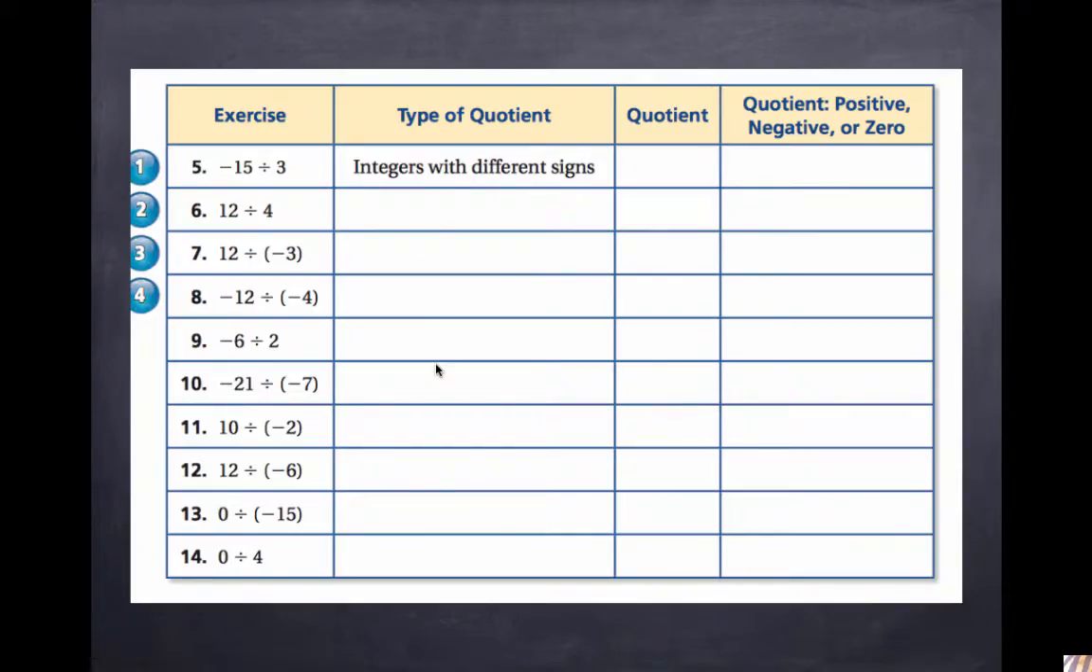So let's think about this in a table, like we did with that other thing that I'm suggesting this might be similar to. So if we take 12 divided by 4, we're going to decide whether or not the signs are the same or different. In 12 divided by 4, they're the same sign. In 12 divided by negative 3, they're different. In negative 12 divided by negative 4, they're the same, they're both negative. In negative 6 divided by 2, they are different. Negative 21 divided by negative 7, they're the same.